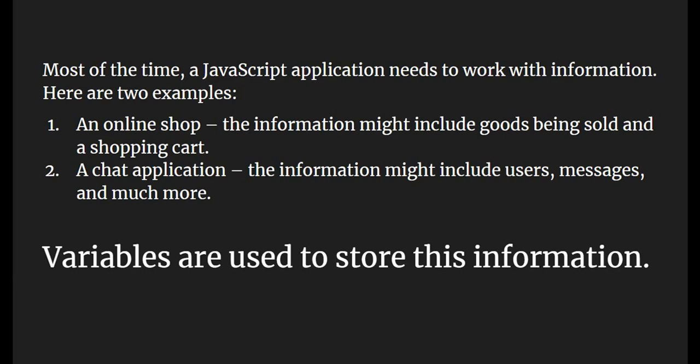Here are two examples. In an online shop, the information might include goods being sold, a shopping cart, goods being added, or the price, right? All these things must be stored in variables. Now a variable is something whose value changes according to the time, right? For example, in 1 second a variable will be different, and in 1 more second the variable might change, right? All these things are used to store this information.